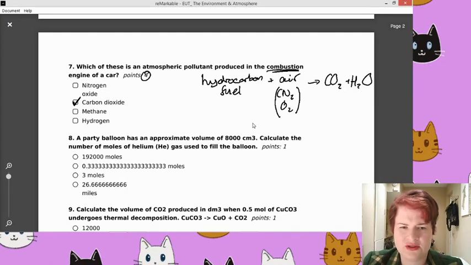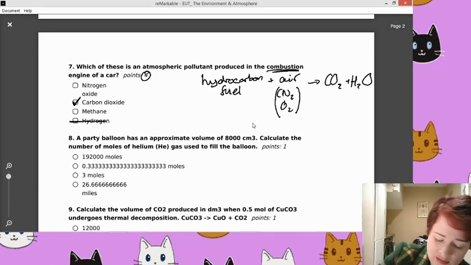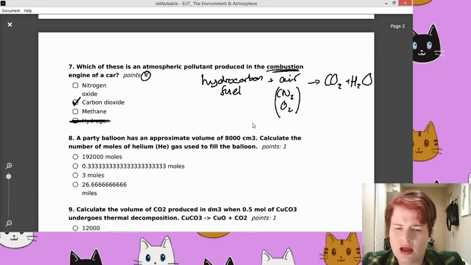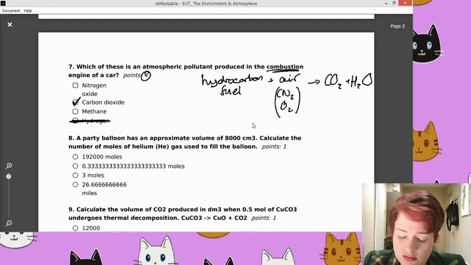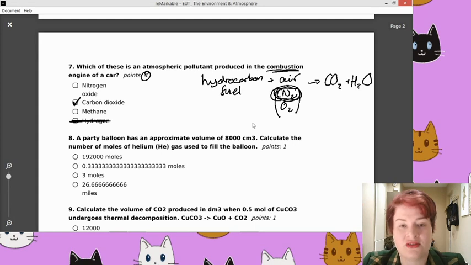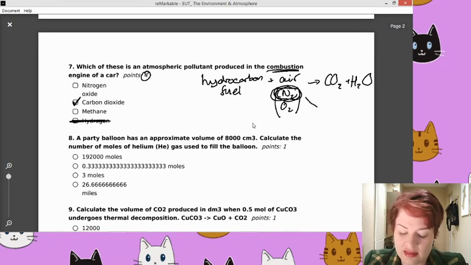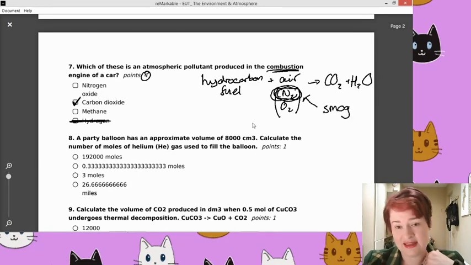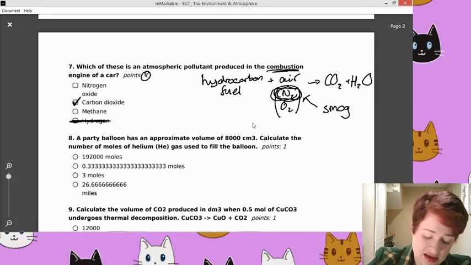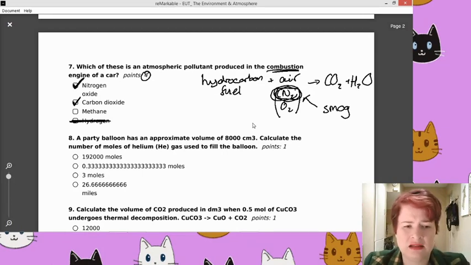Hydrogen, first off, isn't an atmospheric pollutant, and second off, would not be produced in that, so it cannot be hydrogen. What other elements we've got here? So we've got hydrogen and carbon, oxygen, nitrogen. We discussed the idea of nitrogen dioxide, trioxide, dinitrogen, something oxide. That is when it reacts with oxygen, that creates smog, and it's the high temperatures in the car engine that make that happen. So nitrogen oxides would be there as well.